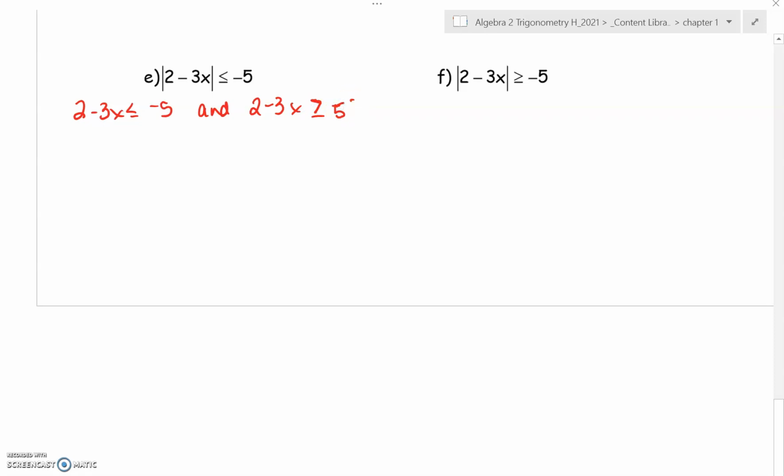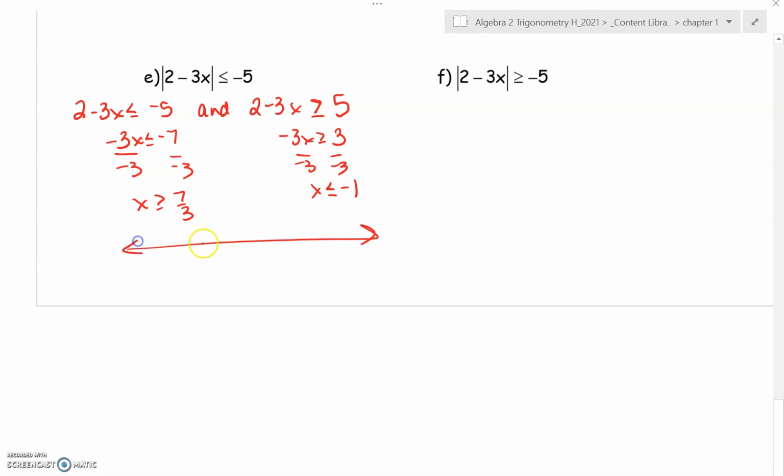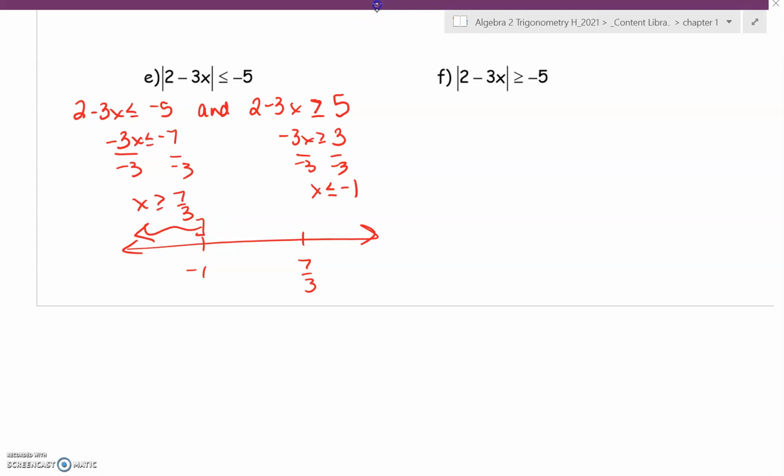So you would say 2 minus 3x is less than or equal to negative 5, and 2 minus 3x is greater than or equal to 5. Okay, so if we subtract 2, and divide by negative 3, don't forget to flip the arrow. So now we have less than or equal to negative 1, greater than or equal to 7/3.